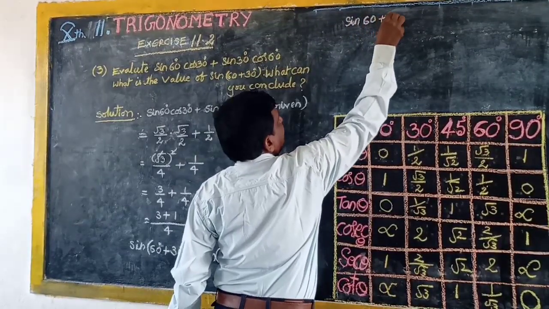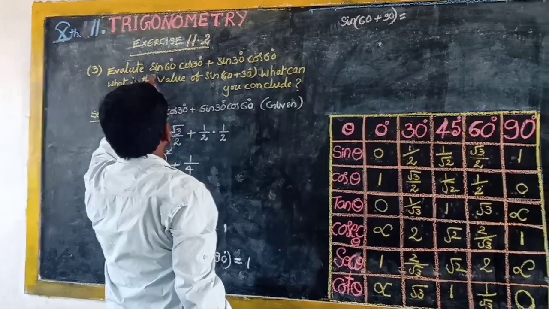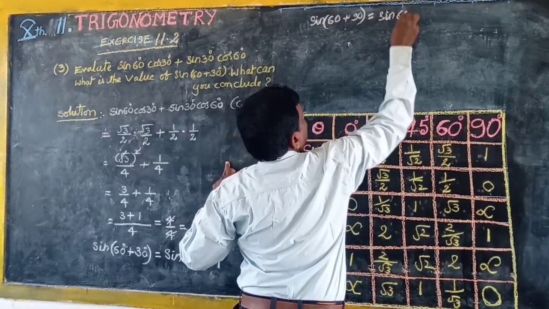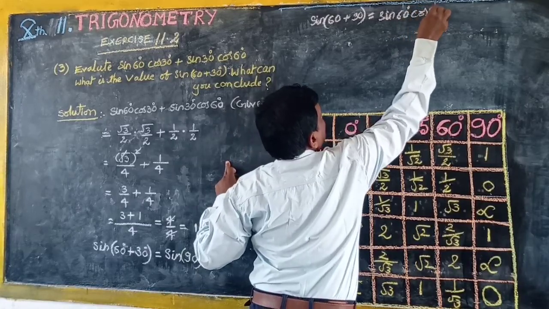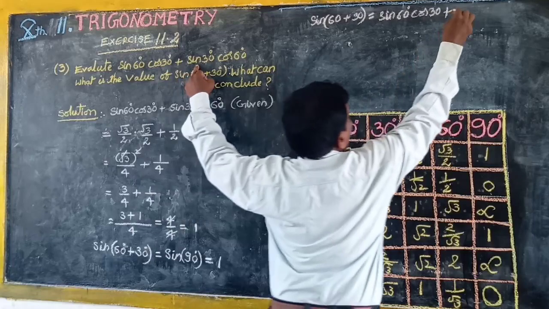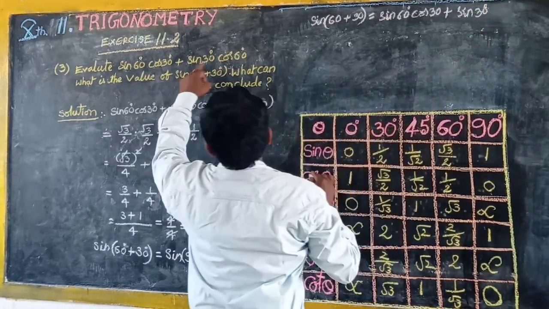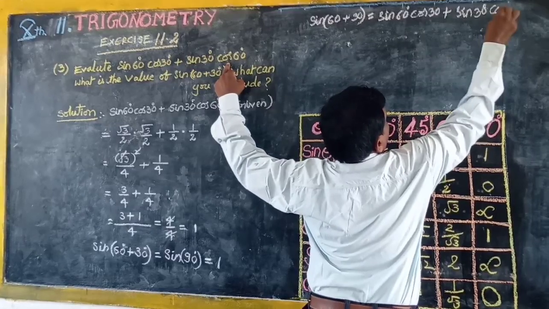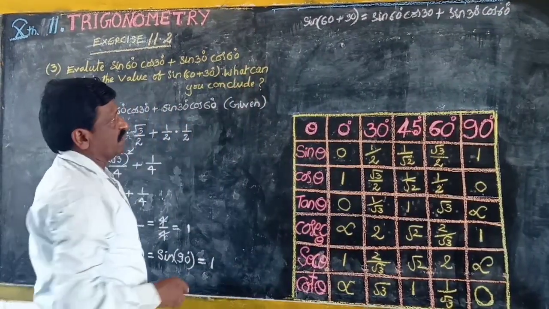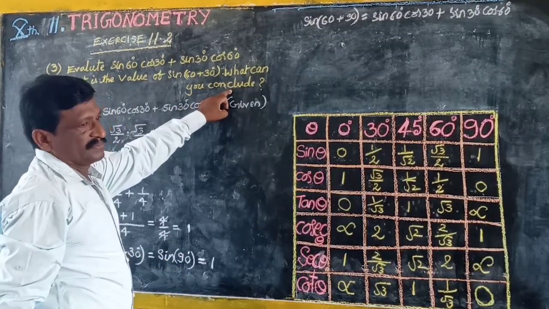Sin(60 + 30) is equal to sin 60 cos 30 plus sin 30 cos 60. Both values are 1. What can you conclude?